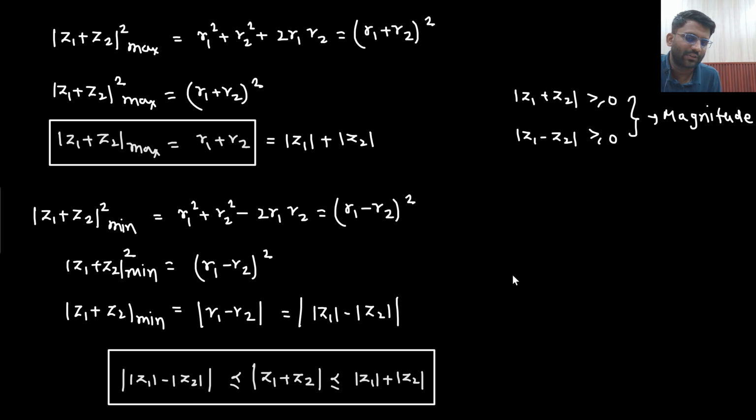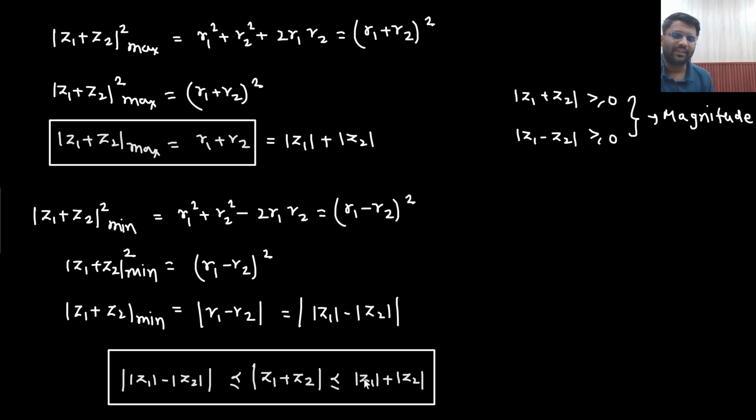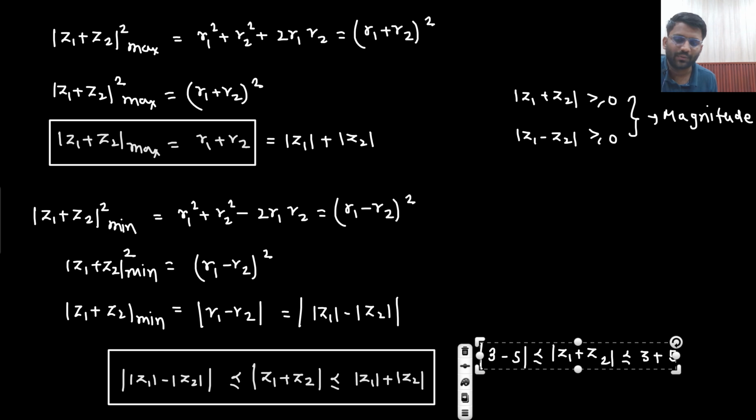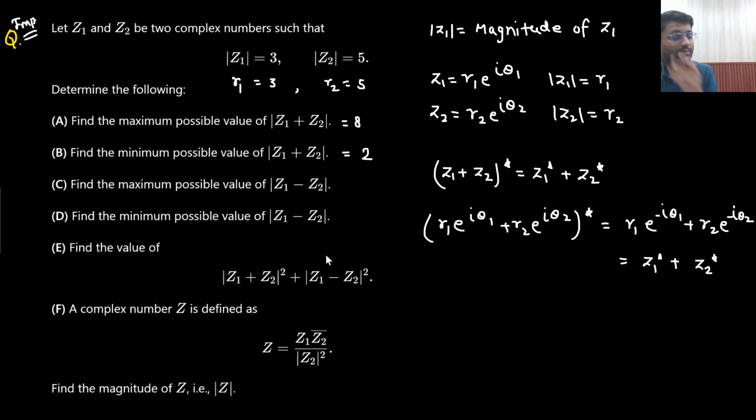So what do you think will be the answer of the first question? The answer of this question would be 3 plus 5, 8, right? And the minimum value would be 3 minus 5, that will be minus 2, then you need to take the magnitude, so the answer would be 2. Basically you put in the values: 3 plus 5, 8; 3 minus 5, minus 2. So what you understood here is that magnitude of 3 minus 5 is less than or equal to magnitude of Z1 plus Z2, which is less than or equal to 3 plus 5. So the magnitude of Z1 plus Z2 will be between 2 and 8. Okay.